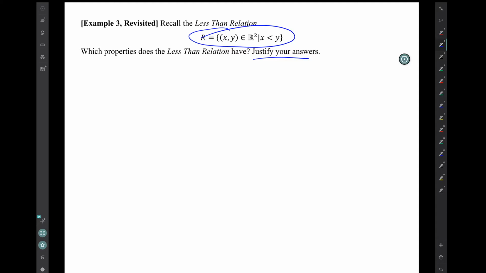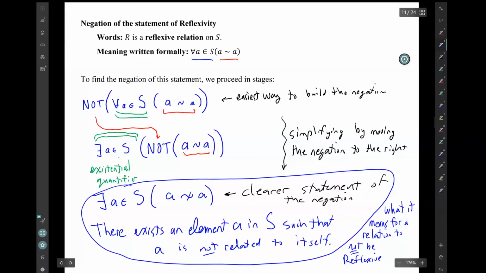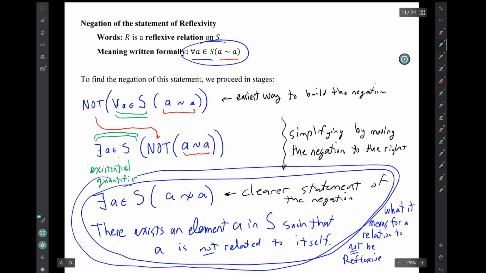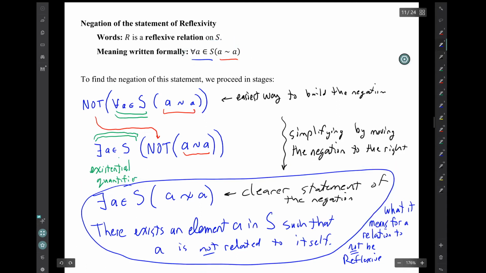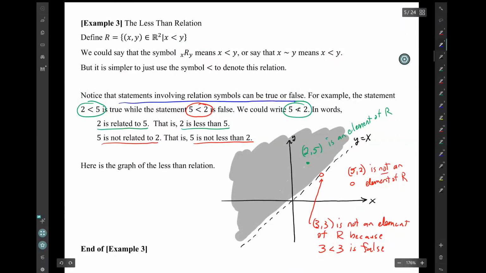Now remember that reflexive is this: every element is related to itself. The negation of that is this: there exists an element that is not related to itself. Well, let's go back up and look at the graph of the less than relation.